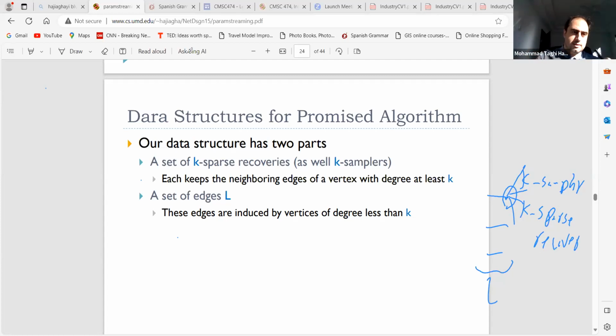Okay, now let's go to the algorithm. L would be some version of this: the edges induced by vertices of degree less than k. So this is essentially a generalized version of the matching. Let's see what the exact algorithm is.